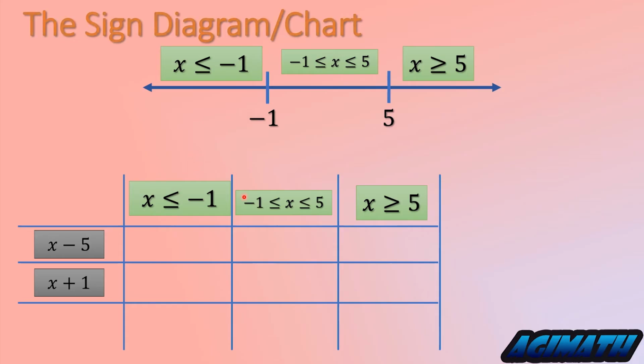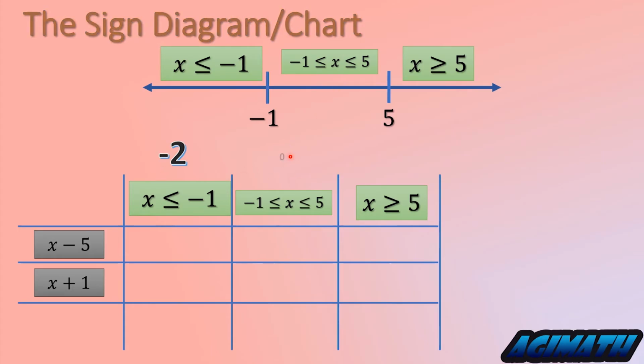So x minus 5 times x plus 1. Okay, to make it easier, on every interval, we are going to pick one point or one value that will satisfy our interval. For example, for x is less than or equal to negative 1, we choose negative 2 because negative 2 is less than negative 1. So one of the most common tips: do not use the boundary.